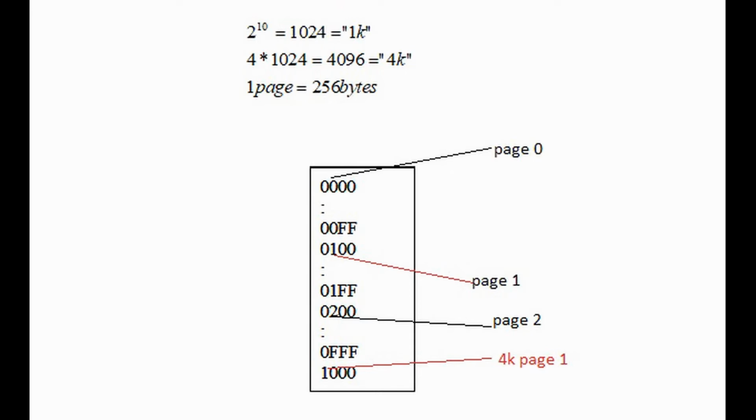If we continue counting past FFF, we will have reached the 4K page number because 1000 is 4096, which we agree we're going to call the 4K page. So the fourth digit gives us the 4K page number.